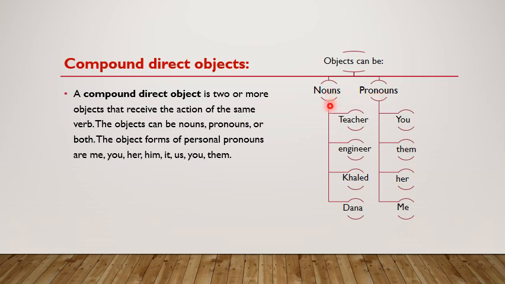Nouns like, for example, a name of a person, like Khalid, Dana, or a name of an occupation, a job, teacher, engineer. These are nouns. Pronouns like you, them, her, me, and there are more examples here. So when they ask you to underline the object, if you find a teacher, engineer, a name of a person, you're going to underline it. If you find pronouns, you're going to underline them.